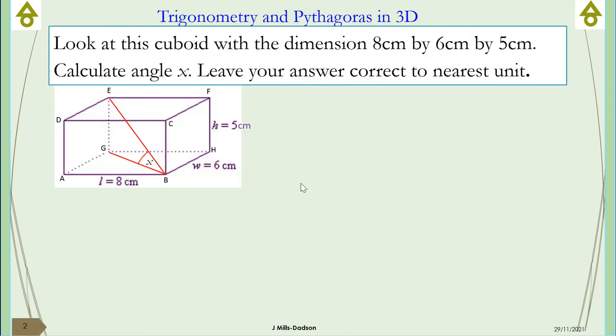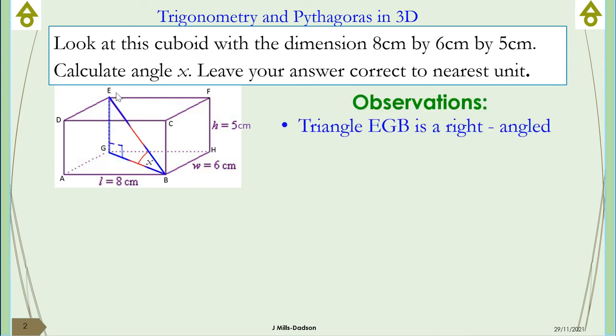In our first example, we have a cuboid with dimensions 8 by 6 by 5. We're supposed to work out angle X as you see in the diagram. The first thing I want you to notice is that triangle EGB is a right angle triangle, so all you need is two sides of it and you'll be able to work out angle X. One thing you need to know is that EG is 5 cm, which is the same as the height.